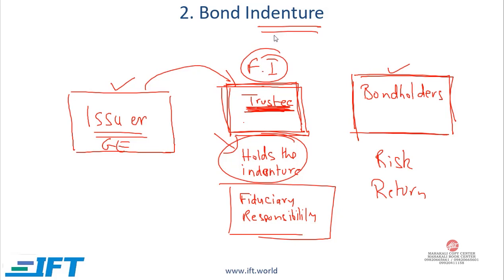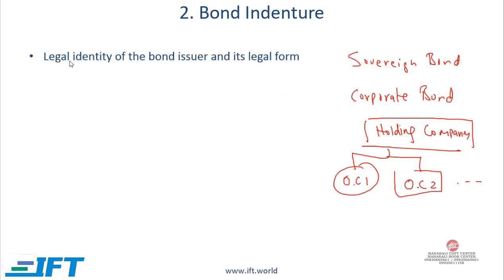So what are the items that we look at and how do we evaluate these items? The first thing to look at is the legal identity of the bond issuer and its legal form. The issuer might be a sovereign government such as the United States, and the bond issued would then be called a sovereign bond. Generally, sovereign bonds have very low credit risk, but there can be exceptions. For example, over the last few years, Greek debt, which is sovereign debt, has a low credit rating.